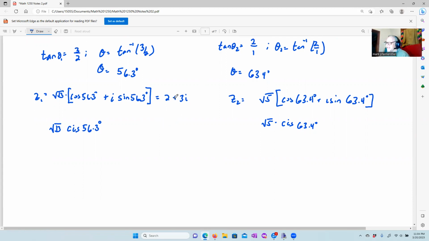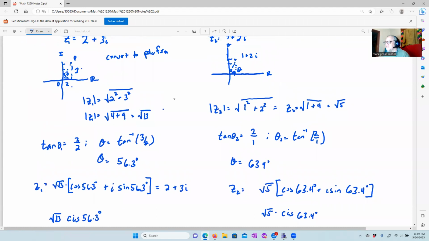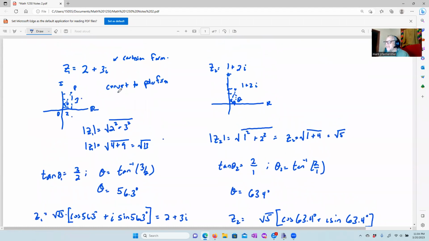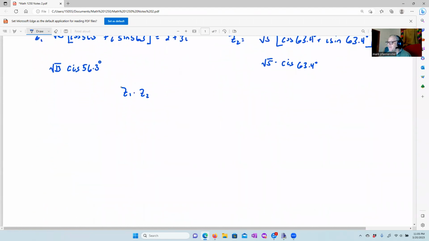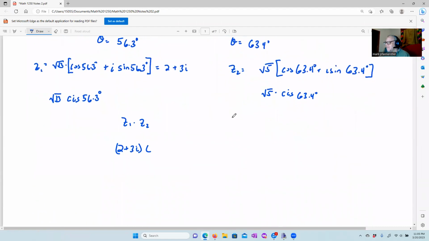So the next thing that we're going to do is say, well, how would we multiply this? Okay, what is z1 times z2? Now, if I just do it in Cartesian coordinates, that's going to be 2 plus 3i, all right, times what's my z2? That's going to be 1 plus 2i here. Okay, 1 plus 2i. And we just go through and FOIL this thing out.